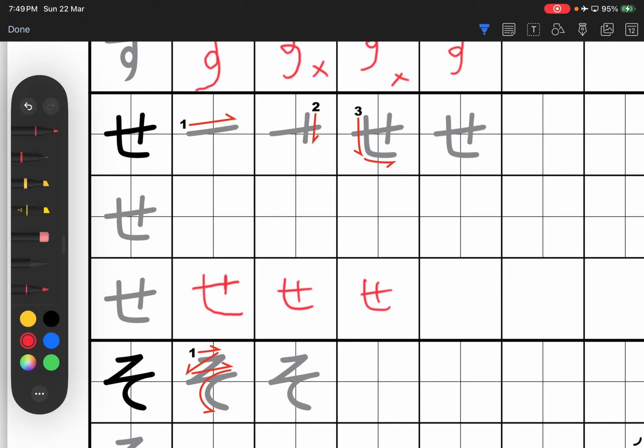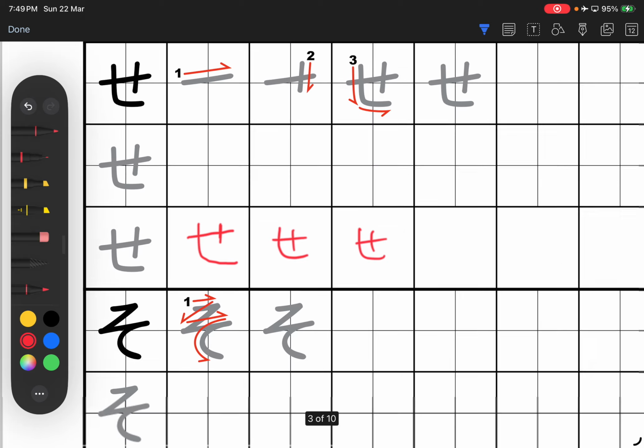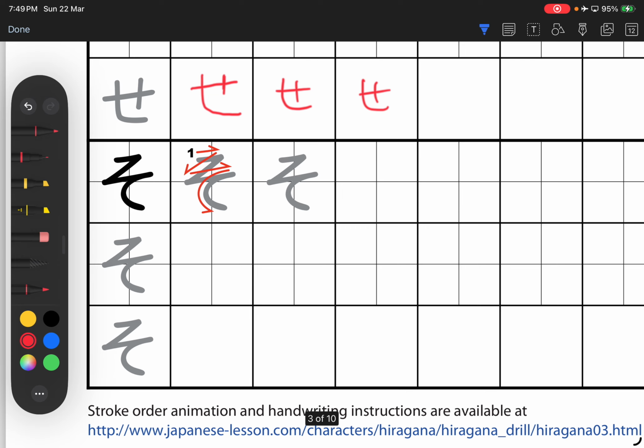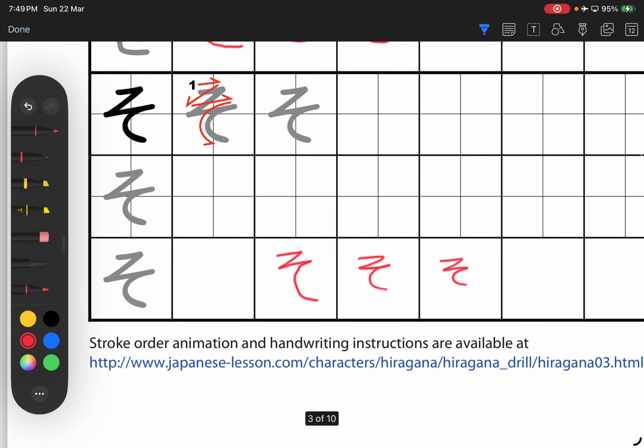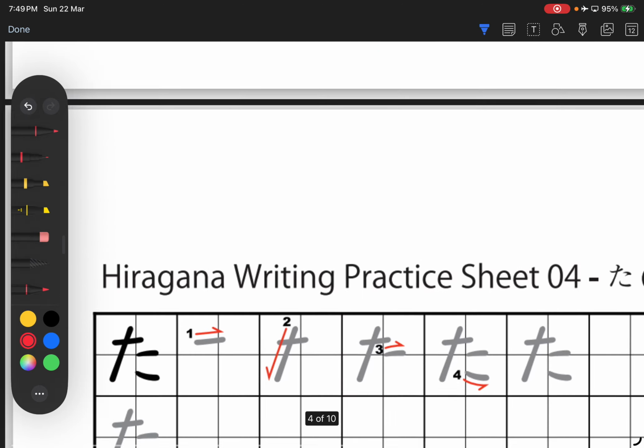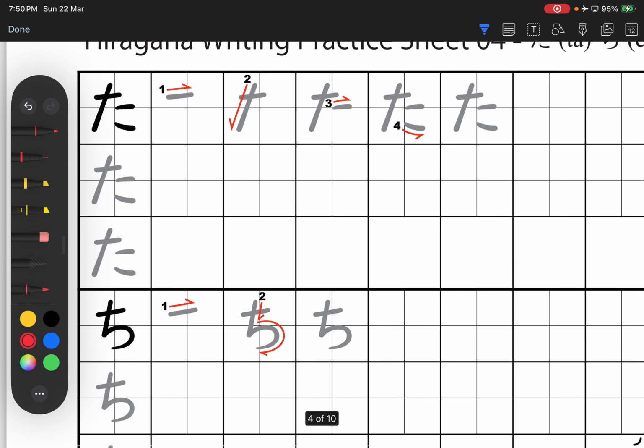Okay, moving on to the next one, we have so. So is just a Z and then a bracket. Okay, if I write fast, it'll be like that. So. It's a Z plus a bracket below. Okay, next. Ta.